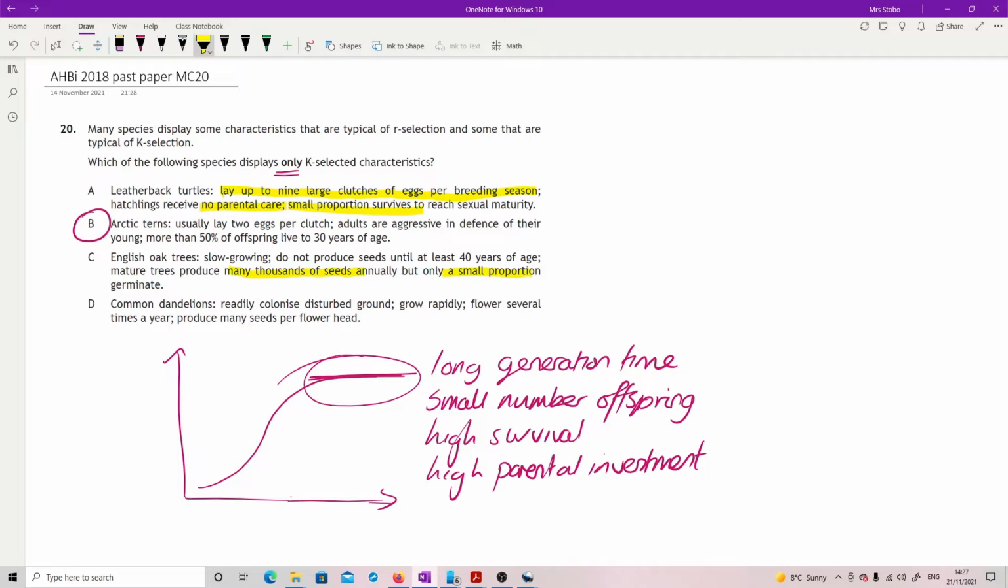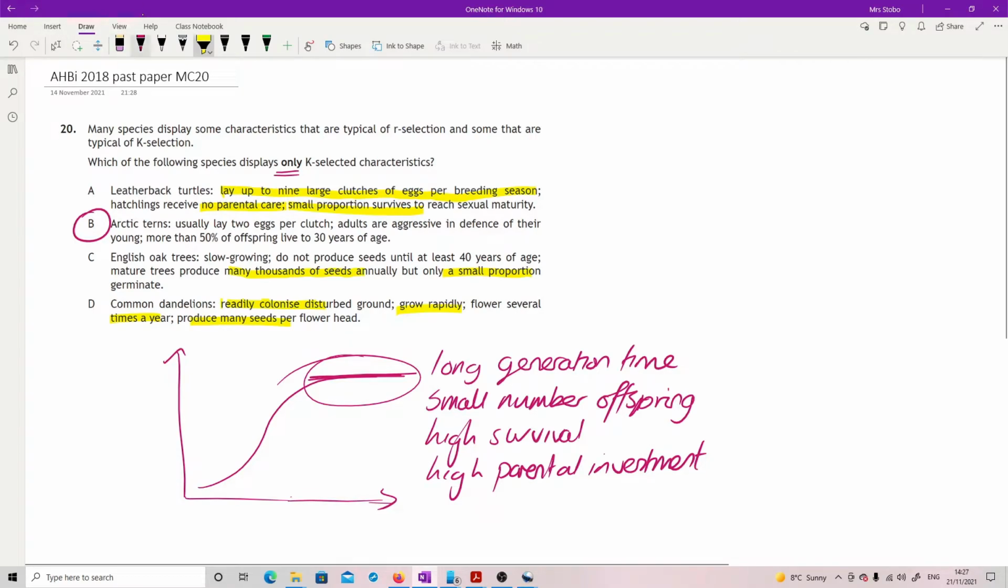Common dandelions readily colonise disturbed ground. So that again, that's more for r selected anyway. Grow rapidly, several times a year, many seeds. You know, this is definitely not anywhere near K.